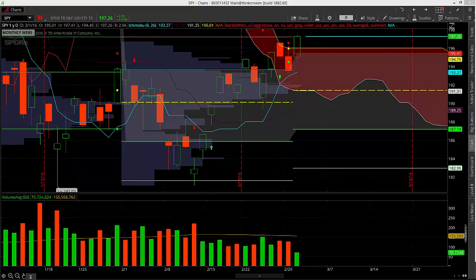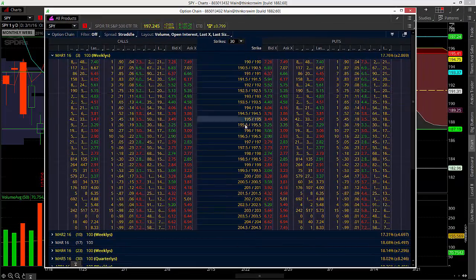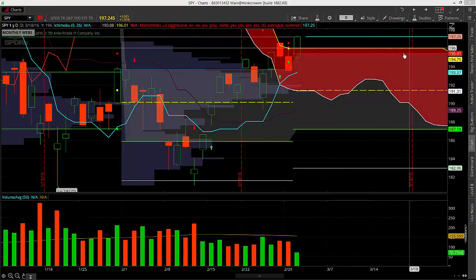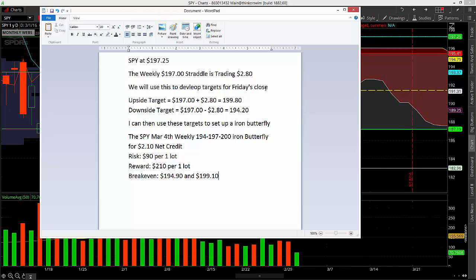So if I wanted to set up an iron butterfly for this week, the first thing that I would need to do would be to calculate the price of the straddle, or the implied movement that market makers are pricing into markets. And we can see that the 197 straddle for this week's expiration, which is March 4th expiry, is trading around $2.80. Okay, so I'm going to use that level to develop targets for the SPY.